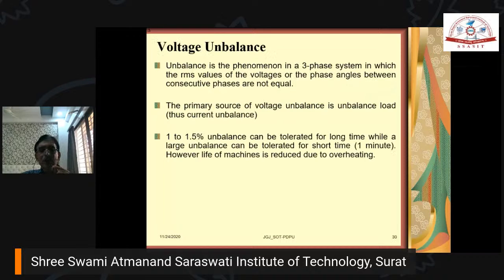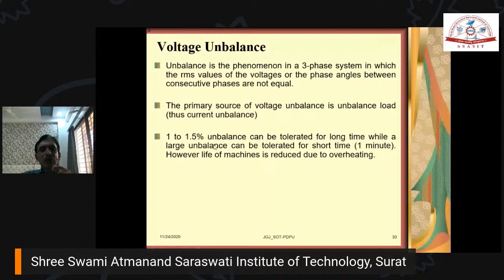Now, coming to the next issue or the problem, that is voltage unbalance. So, the voltage unbalance is the phenomenon in a three-phase system in which the RMS values of the voltages or the phase angles between the consecutive phases are not equal. The primary source of voltage unbalance is unbalanced load. Our load is always unbalanced. Remember this. The load is always unbalanced. And while simulation, we are assuming what? Balanced load. But the load, remember this, the load is always unbalanced.